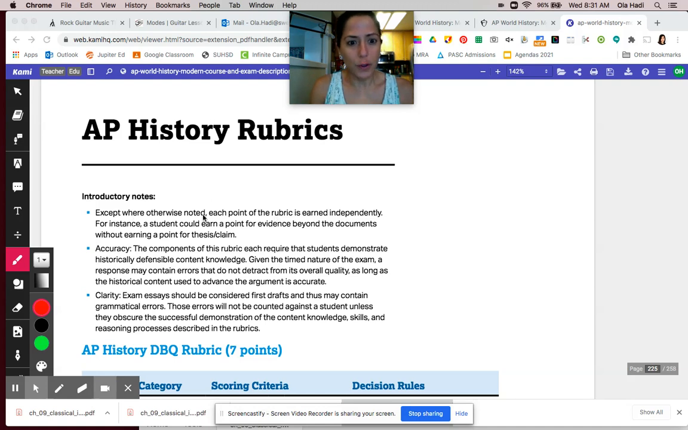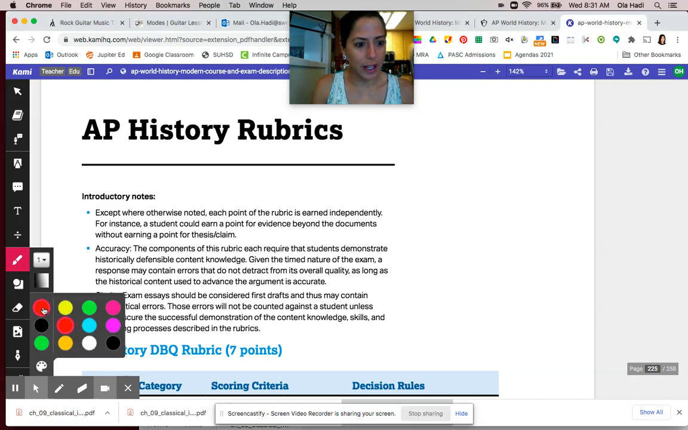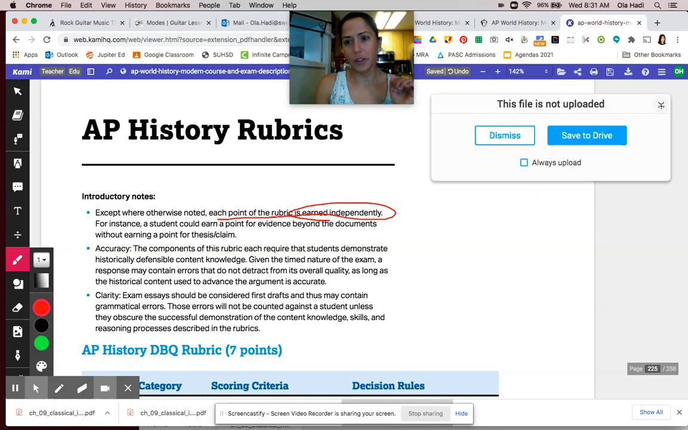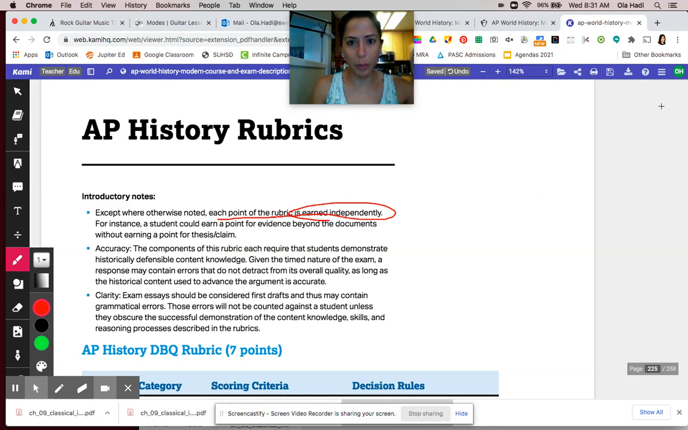Okay, so the first thing we're going to look at is that they're telling you that each point of the rubric is earned independently. So you don't have to worry that if you, for example, don't get the early points, that you won't get the later points, which used to be an issue in previous exams. So it's possible to get all of the points independently of the others. Although for some of the points, you could take the totality of the essay to get points. I'll explain when we get to that part. So each point is earned independently.